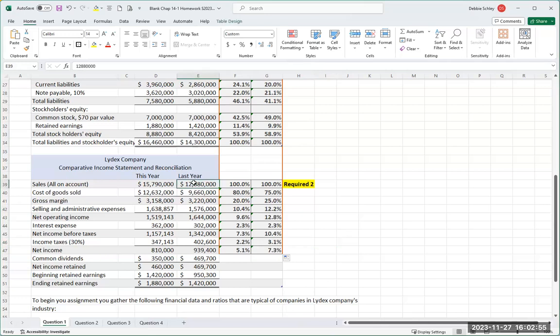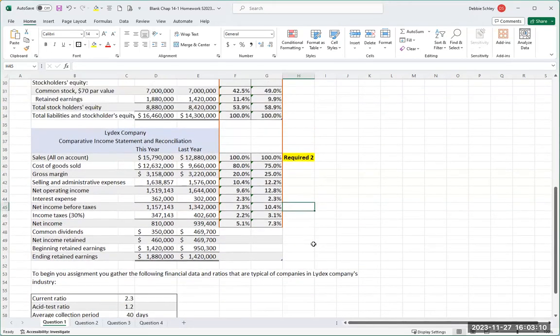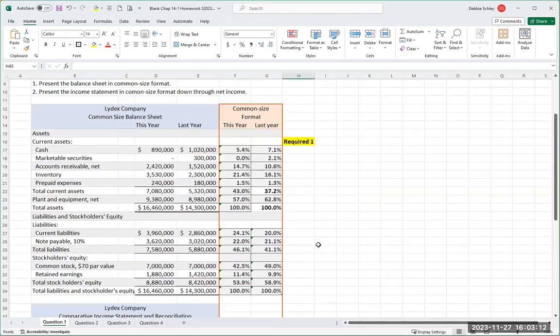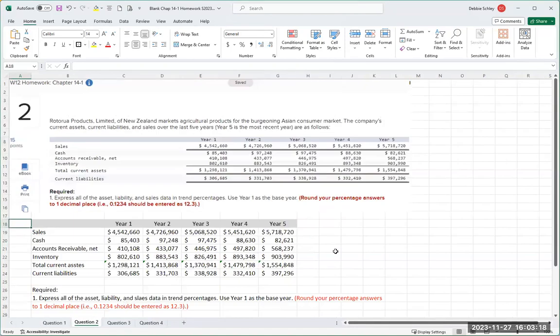So from sales down to, excuse me, net income. And you just input those percents, and remember to round to one decimal point. And that is everything for question one. All right, question two.